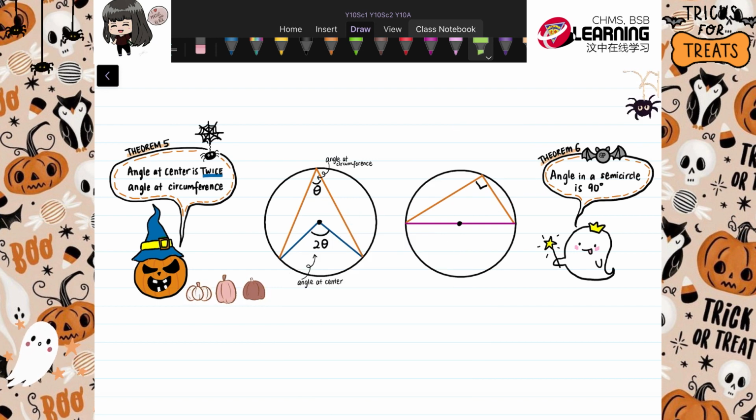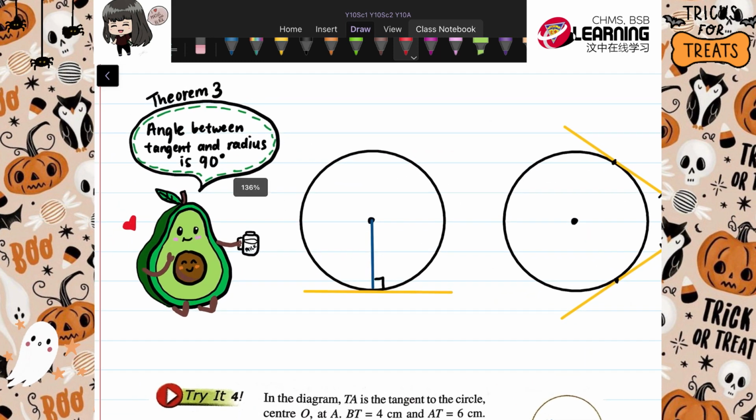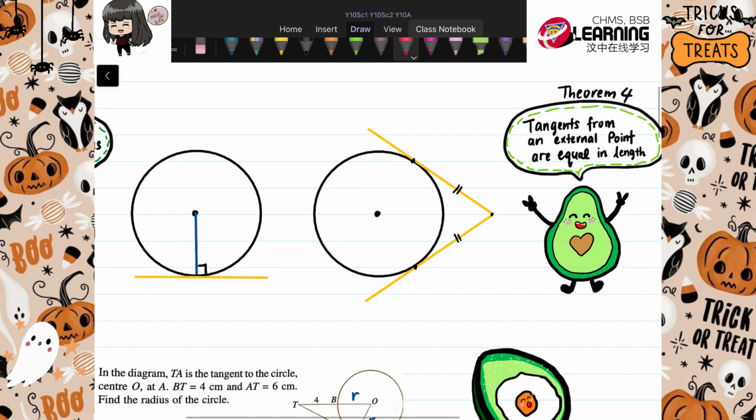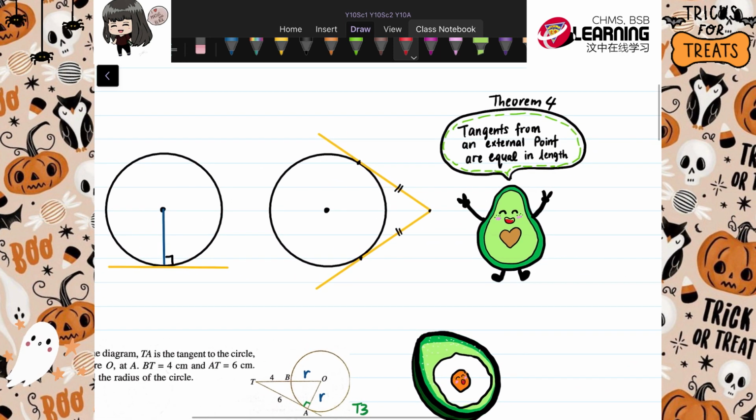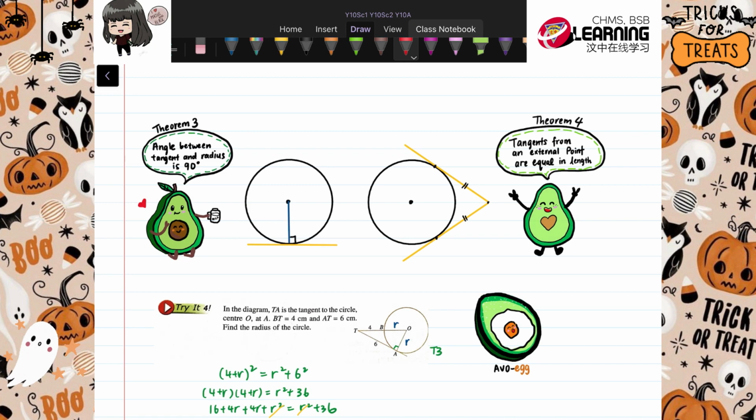Alright, so let's go. Let's check our previous homework first. We recap first what our Theorem 3 and Theorem 4 are. Theorem 3, remember, the angle between tangent and radius is 90 degrees. And Theorem 4 is tangents from an external point are equal in length. We recap first what we have learned so far. Do you remember Theorem 1 and 2? Please recap Theorem 1 until 4 before we go to the new one.